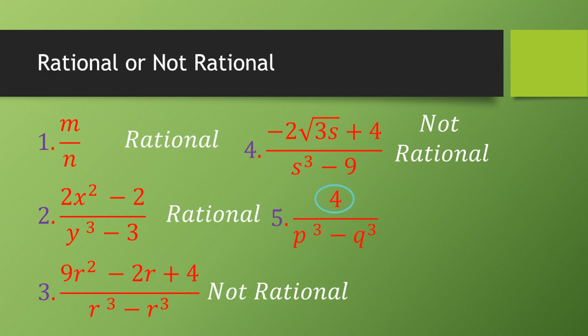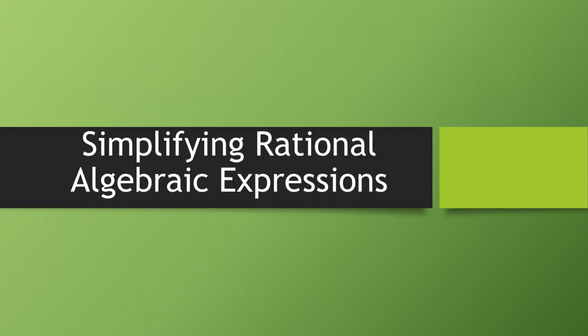Number 5, the numerator is a polynomial. The denominator is also a polynomial and not equal to 0. That means that number 5 is a rational algebraic expression. Let us now simplify rational algebraic expressions.